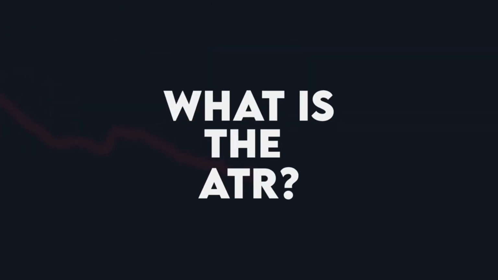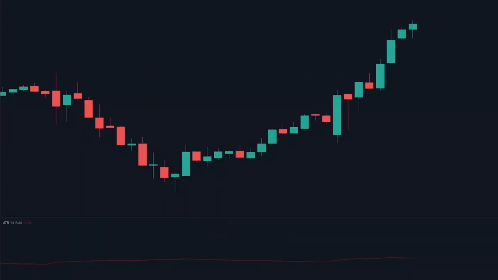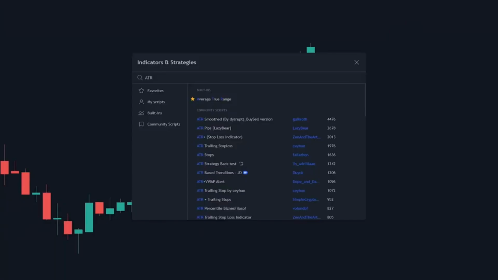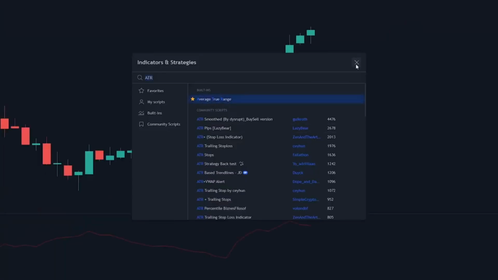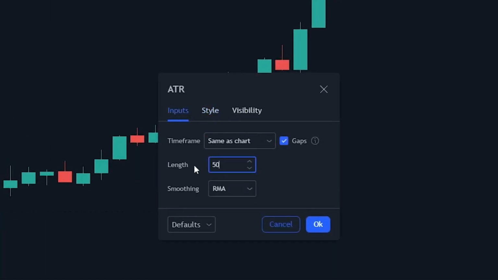So what is the ATR? The ATR is the average true range. What this indicator is doing is taking the past 14 candles and telling us what the average size of those 14 candles is. Now, whenever you add this indicator to your chart, you can change the settings of it to whatever you want. So you can make it look at the past 50 candles or 5 candles, whatever number you really want. Me personally, I like to keep it at the default of 14.